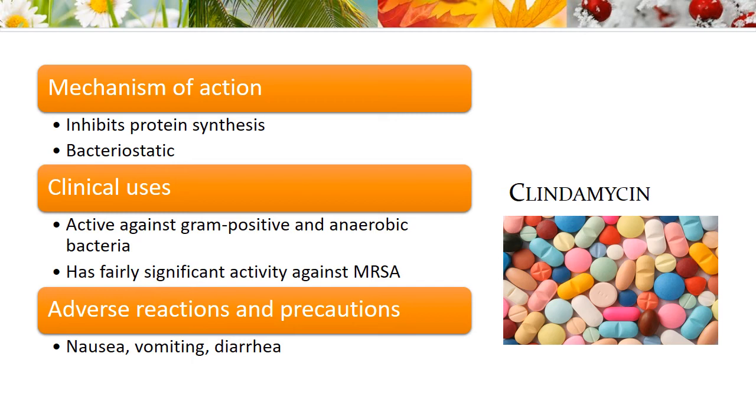Clindamycin. Clindamycin inhibits protein synthesis and is bacteriostatic. It is active against both gram-positive and anaerobic bacteria. It has a fairly significant activity against MRSA. However, it can cause nausea, vomiting, and diarrhea. It's commonly given in dental procedures when the person can't take amoxicillin.